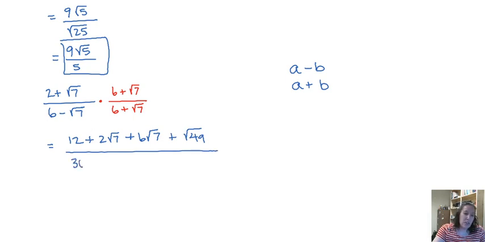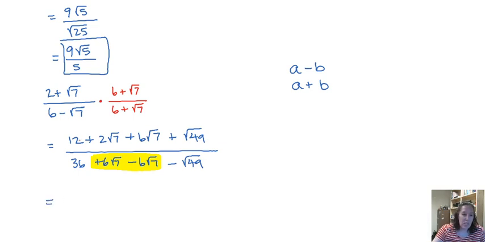6 times 6 is 36. 6 times the square root of 7 is positive 6 square roots of 7. Negative square root of 7 times 6 is negative 6 square roots of 7. And then our last times our last, negative square root of 7 times a positive square root of 7 is going to be a negative square root of 49. And the reason we like the conjugates is because what happened here in this denominator will always happen. If we multiply conjugates, our outside and our inside terms will always add to 0.